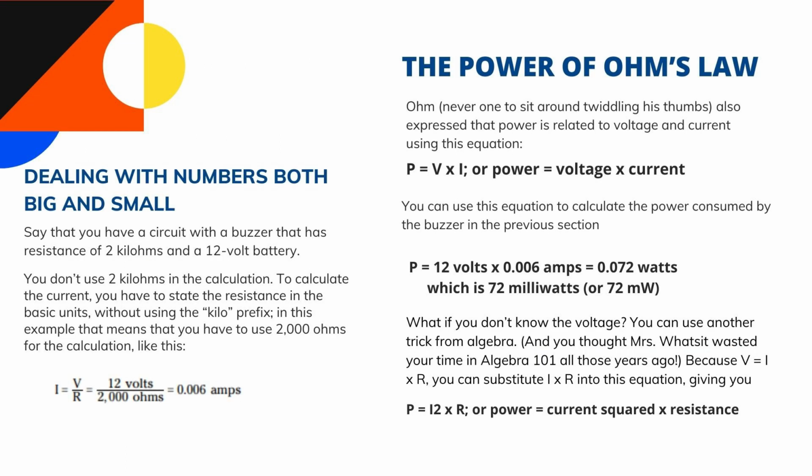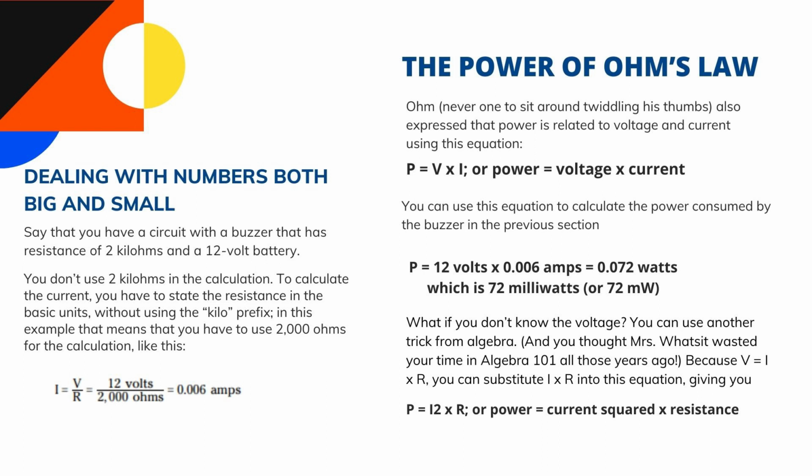Now, dealing with numbers both big and small. Say that you have a circuit with a buzzer that has a resistance of 2 kilo ohms and a 12-volt battery. You don't use 2 kilo ohms in the calculation. To calculate the current, you have to state the resistance in the basic units. Without using the kilo prefix in this example, that means that you have to use 2000 ohms for the calculation, like this. So current equals volts divided by resistance. So we have 12 volts and we have 2000 ohms of resistance.